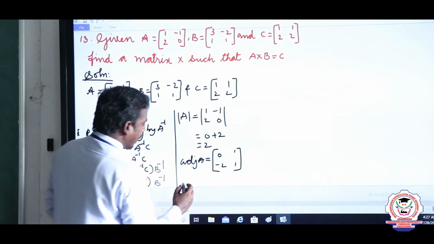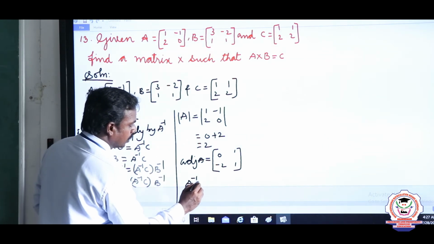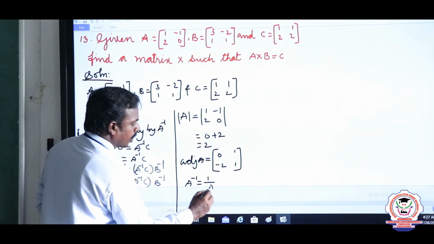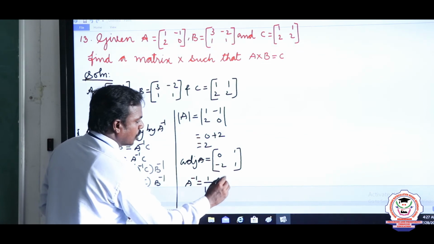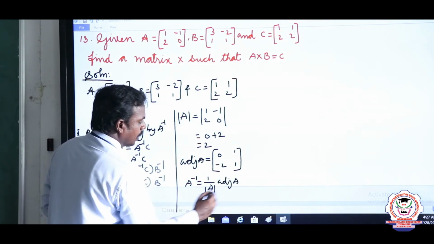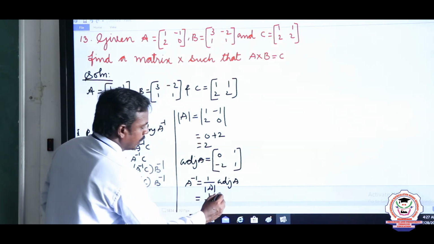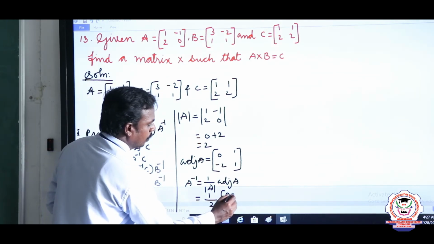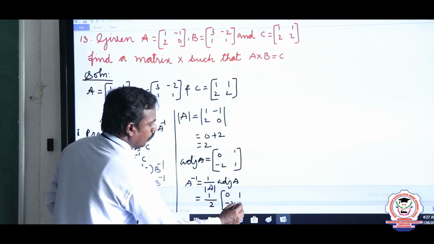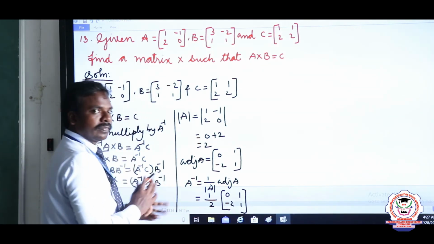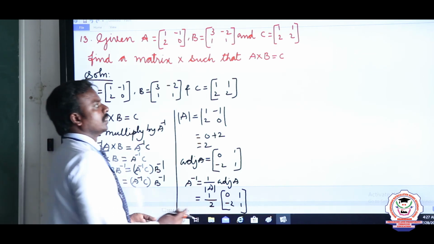Next, A inverse is equal to 1 by determinant of A into adjoint of A. Listen to this. Very simple, determinant of A is 2, so 1 by 2 into adjoint of A, which is 0, 1, minus 2, 1. So, this is A inverse. Next, I want to find B inverse.